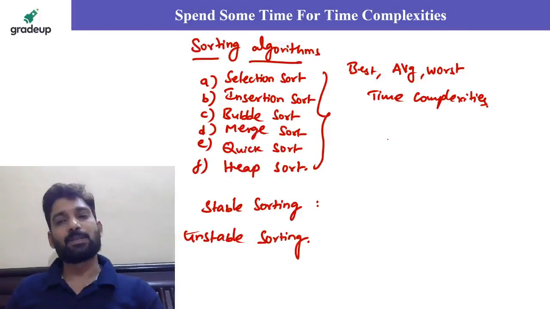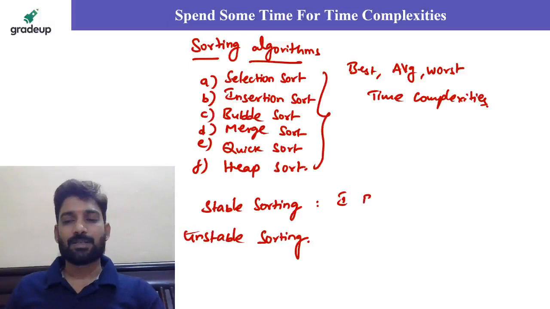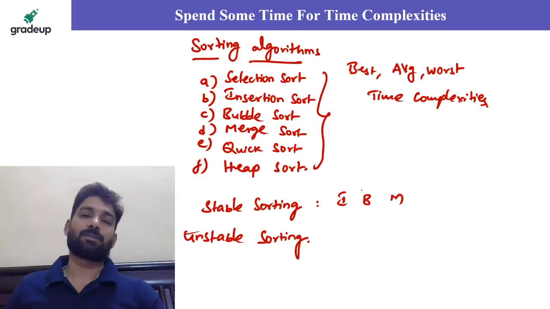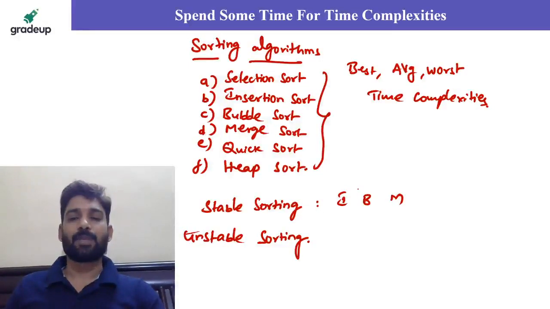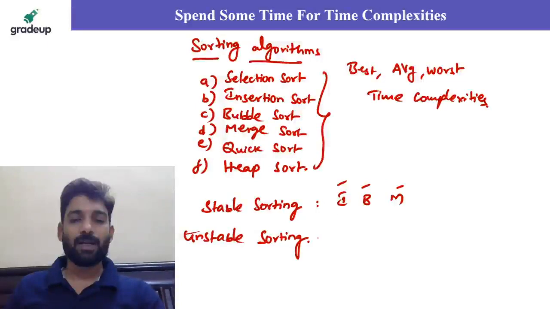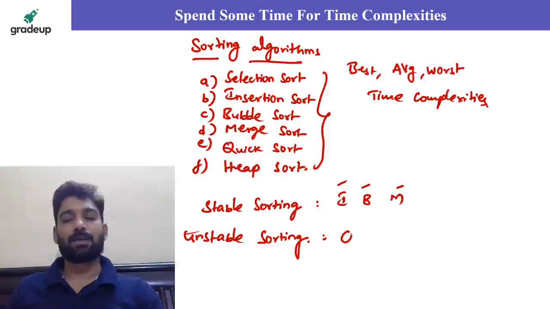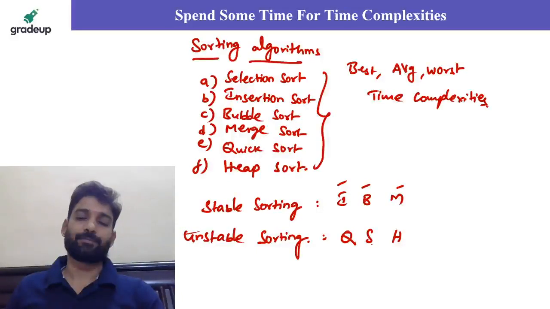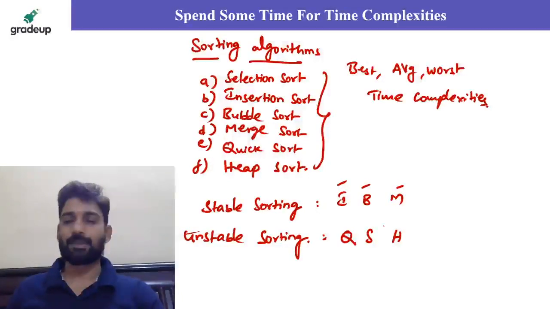What are the different stable sorting algorithms? You just remember this easy convention, IBM, are stable. Insertion sort, bubble sort, merge sort. These three are stable. And the others are unstable, like quick sort, selection sort, and heap sort. They are unstable. Similarly, there is another classification for sorting algorithms, that is external sorting and internal sorting.